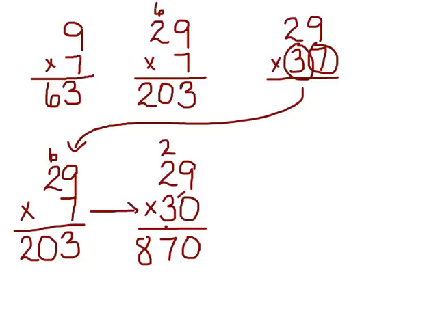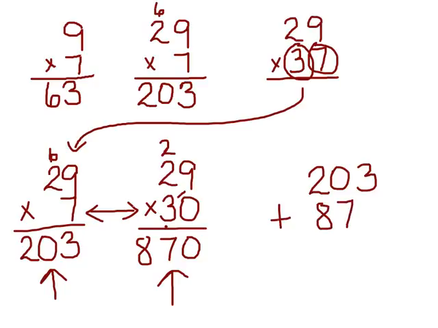But I need to put these two back together because I have the 7 and I have the 30. So let's put it back together to make my 37. So I had this 203. Let's bring that over here, 203, and I want to add this 870. And when I add those, my final answer is 1073. But wow, that took us sort of like 4 steps to do.